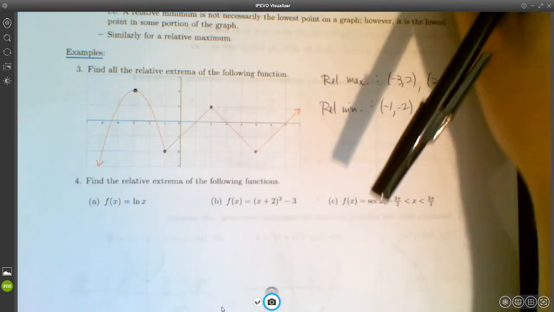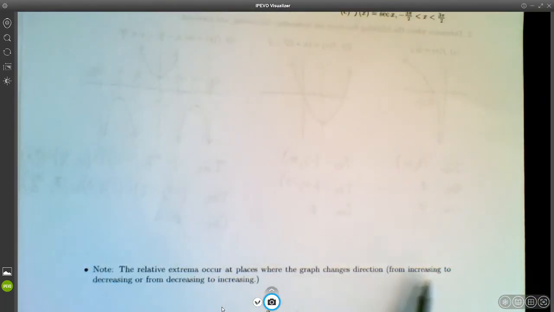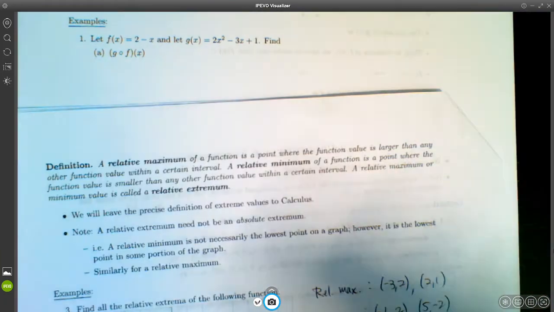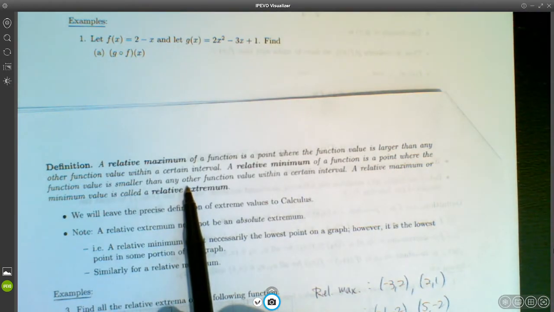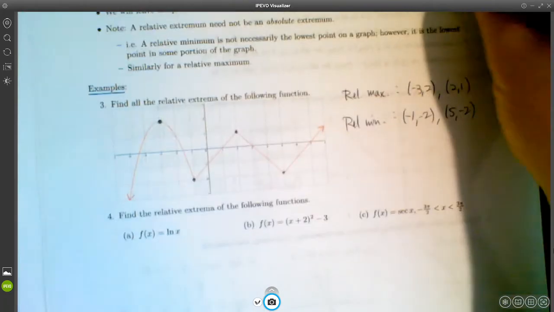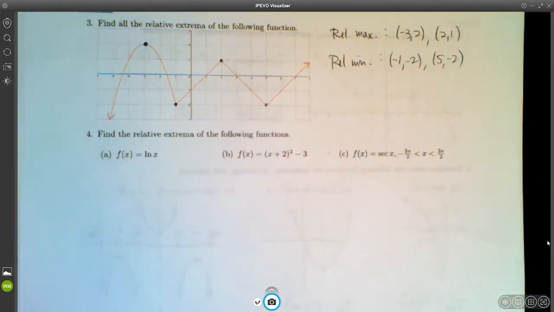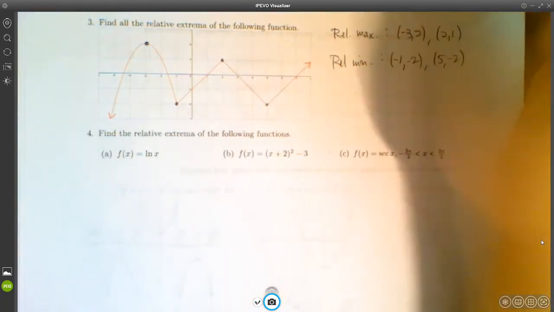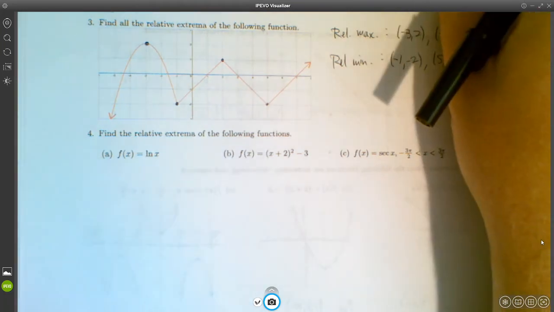Okay, so that's how relative extrema work. Now, one thing that you might note is that the relative extrema occur at places where the graph changes direction from increasing to decreasing or from decreasing to increasing. That sort of begs the question, well, what happens if the function is constant? And that's why I was saying earlier that this definition is not very precise, because it doesn't help you to determine what to do when you have a bit of the graph that's constant. Would those be considered relative minima, relative maxima? What about the values in between? So I'll leave that to your calculus instructor to hash out all the details there.